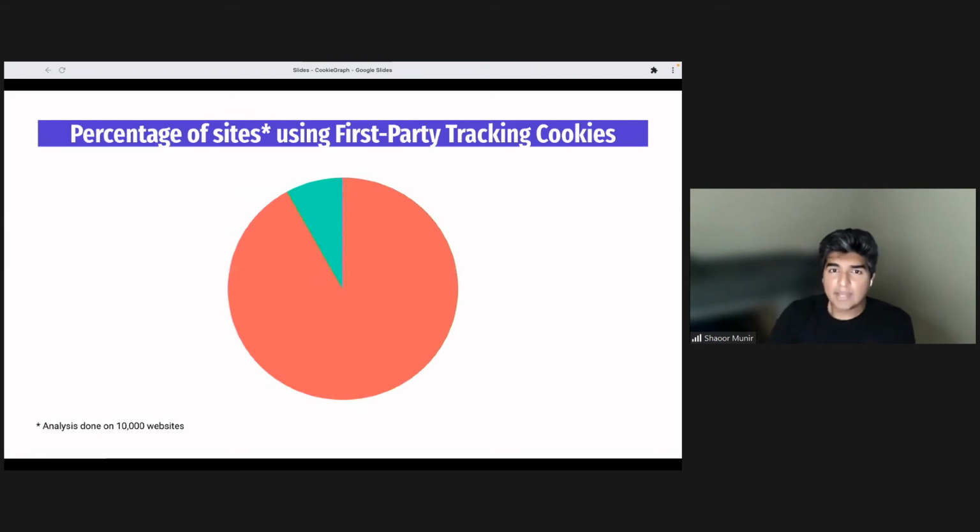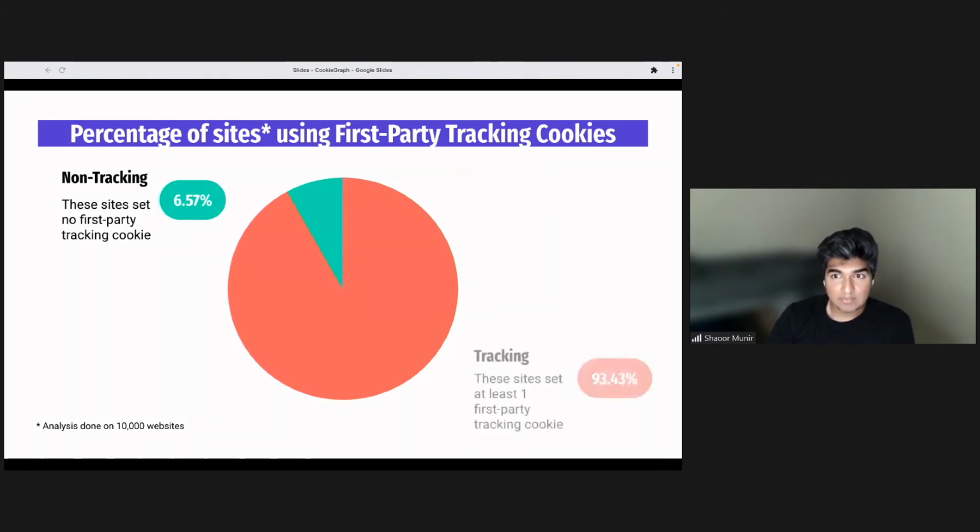Firstly, looking at the percentage of sites which are using first-party tracking cookies, our analysis shows that only 6.57% of sites are not using any first-party tracking cookies, while the rest, 93.43% of the sites, are using at least one first-party tracking cookie. This shows that first-party cookies are widely being used for tracking among top websites. And with the upcoming restrictions on third-party cookies, we expect this number to go even higher from this point onwards.